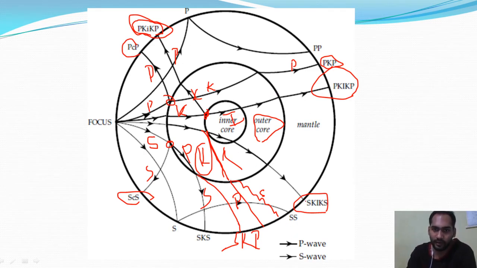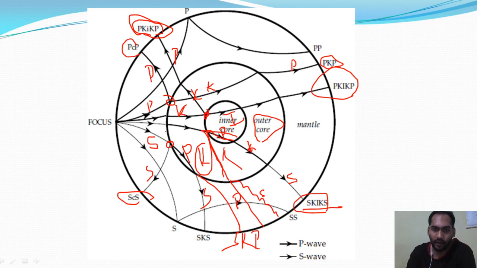Similarly, if S, K, I, K, S, that means S in mantle, then converted to P and traveled in the outer core. Then in the inner core, it will be traveling as I, that means it is traveled as P wave in the inner core. Then again traveled as P in the outer core, so it is K, then it traveled as S in the mantle, so that is S, K, I, K, S.